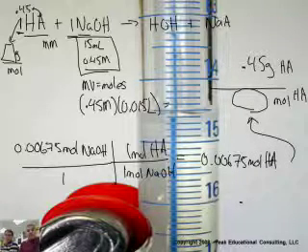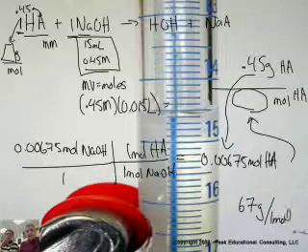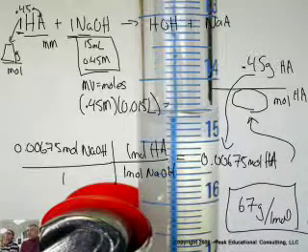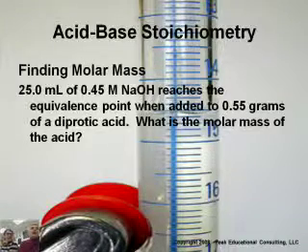67 grams per mole, looks like. So when you divide 0.45 by 0.00675, you get 67 grams in 1 mole. So that would be the molar mass of this particular monoprotic acid. And I can think of no monoprotic acids with that molar mass. So this is a made-up problem. Okay, diprotic acid, same thing.